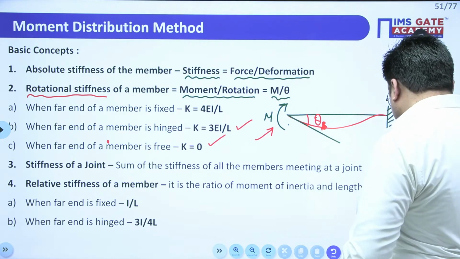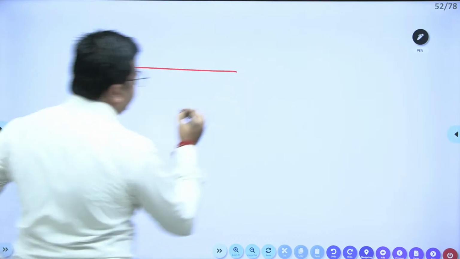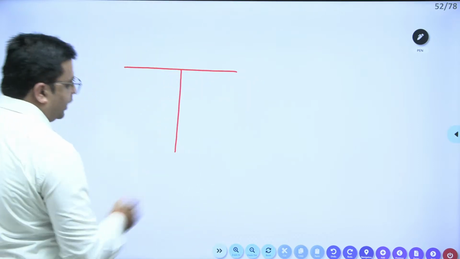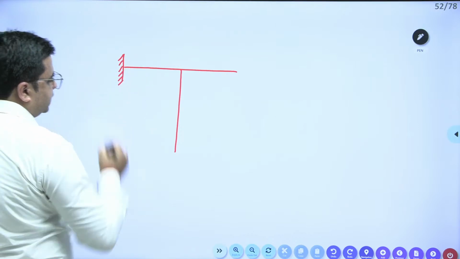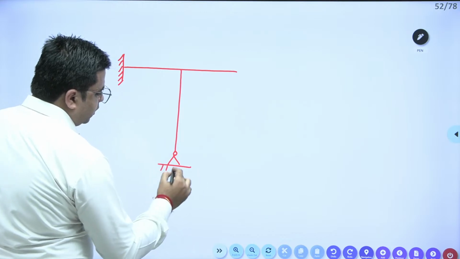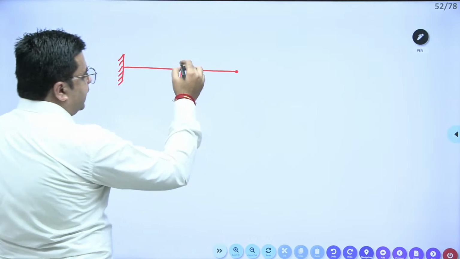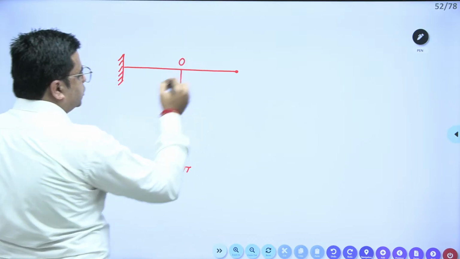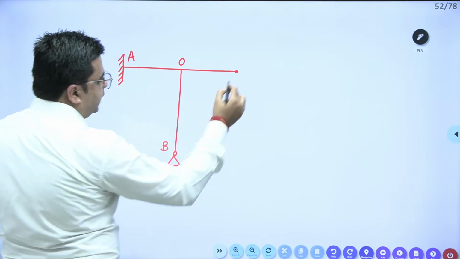So let me frame a question like this. If you have a joint like this, where this is your fixed end, this is your hinged end, and this is your free end, and they are meeting at this joint O. So this is my point A, this is my point B, and this is my point C.